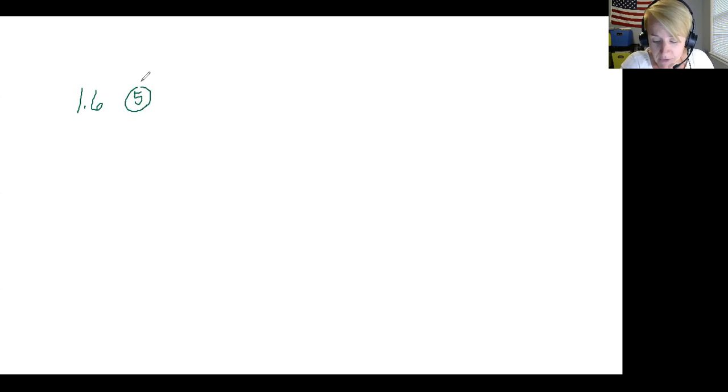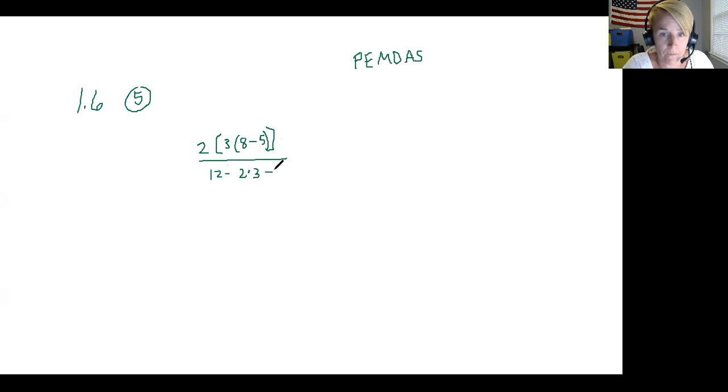So again, it says simplify each expression. This is a big expression, so I'm going to go ahead and put my cheat sheet up here. Please excuse my dear Aunt Sally. It just helps keep me on track as far as what I'm trying to do. And let me copy down this problem for you. I have 2 in a bracket, 3, a parentheses, 8 minus 5 parentheses bracket divided by 12 minus 2 times 3 minus 4. It's a little bit daunting. There's a lot of steps here, okay?